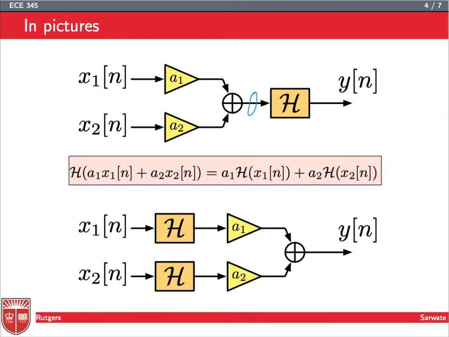You can take this h and think about it as pushing it back through the system. So you push it back through the sum and then back past the gains, and it turns out you can just apply h to x1, h to x2, multiply them by some gains, and then add them up, and you'll get the same y of n. Like I said before, this second version requires two implementations of the system h, and this top one requires only one. So this is what linearity can buy you.